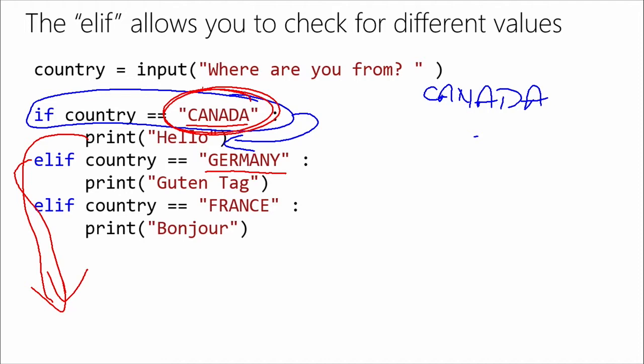The first one that tests as positive, it's going to run the associated code and then exit out of the if statement. And that can be really important. In this case, you're never going to have somebody enter a value that's equal to Canada and Germany at the same time. Right.